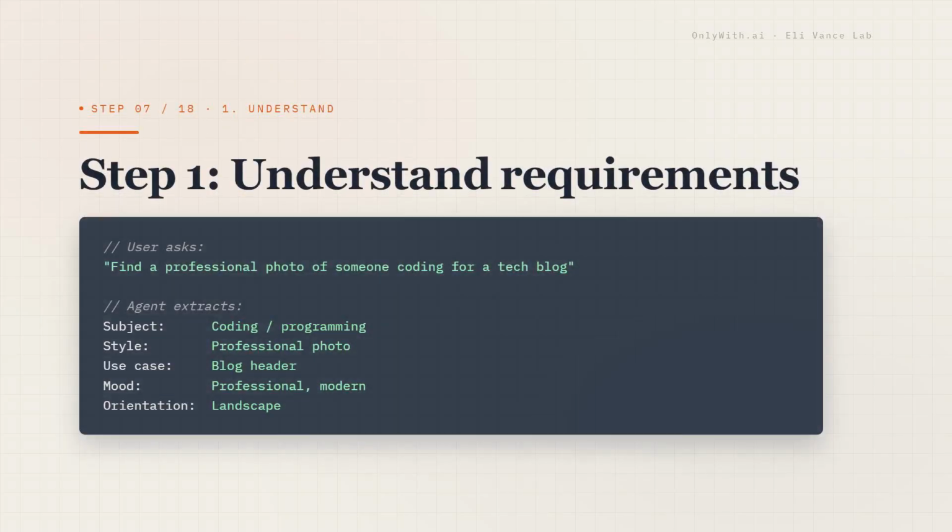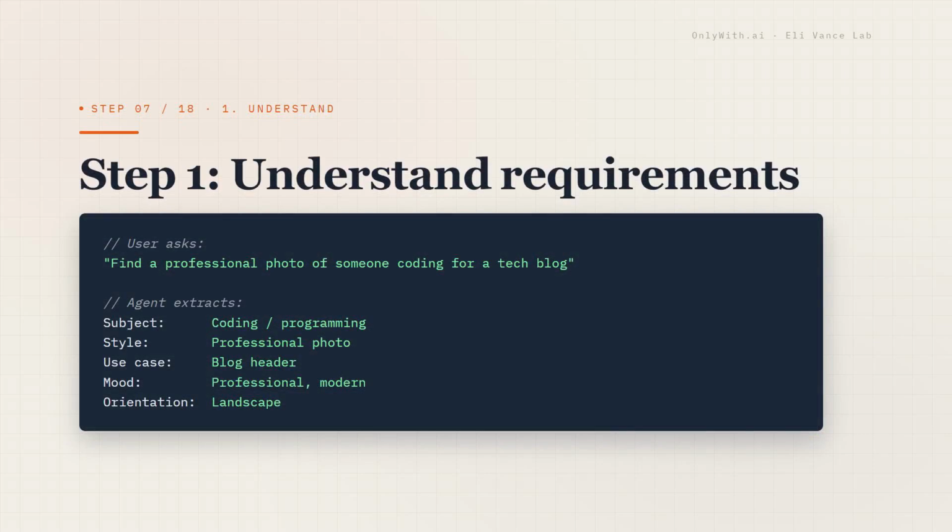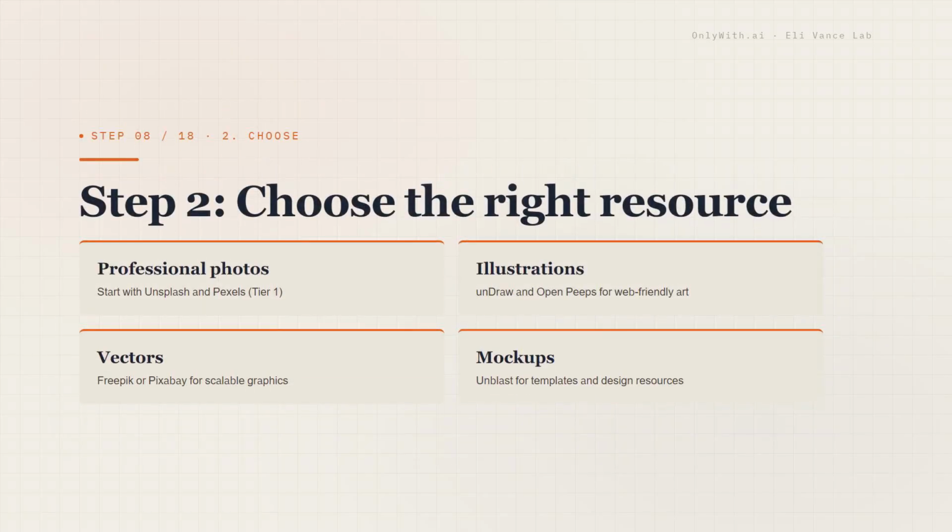Step 1 of how it works: the agent reads your request and figures out what you actually need: subject, style, use case, mood, even orientation, all before it touches a single search box. Step 2: pick the right resources for that job. Professional photos start with Unsplash and Pexels. Illustrations start with Undraw and OpenPeeps. Vectors head to FreePic or Pixabay. Mockups, that's Unblast. Different jobs, different tools.